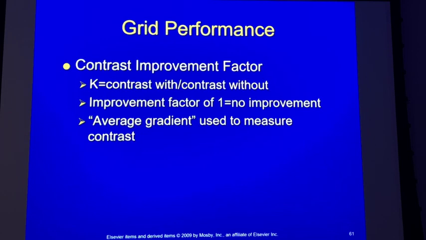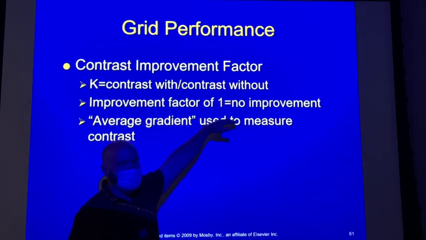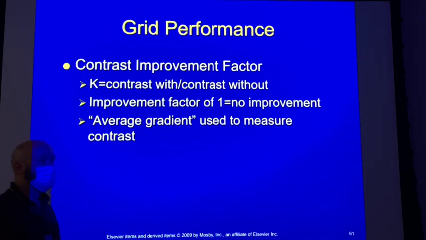All right, so your measure of grid performance is what they call contrast improvement factor. Contrast improvement factor is just a mathematical calculation that is contrast with divided by contrast without a grid. So the higher ratio grid, you're going to have a higher contrast improvement factor. When we have an improvement factor of 1, that means there's no improvement at all. Basically you went from an 8:1 grid to an 8:1 grid, right? There's no improvement at all.